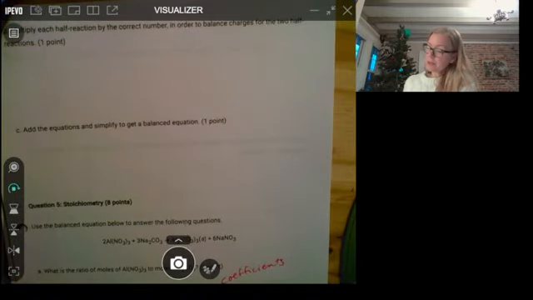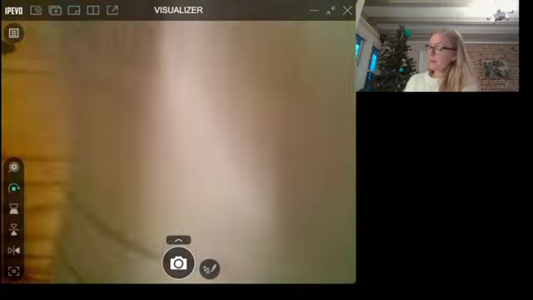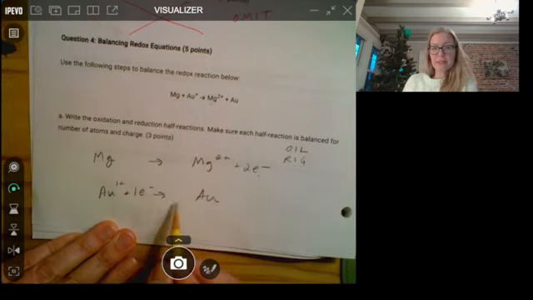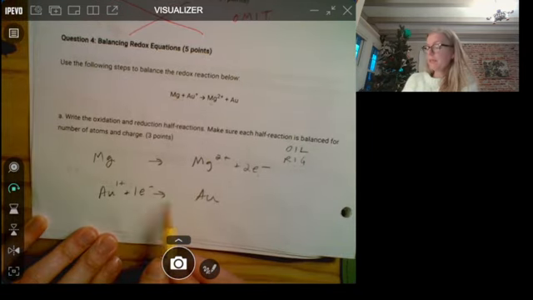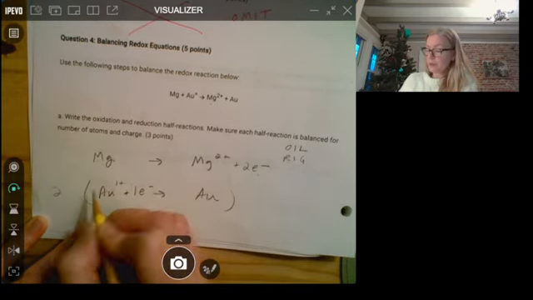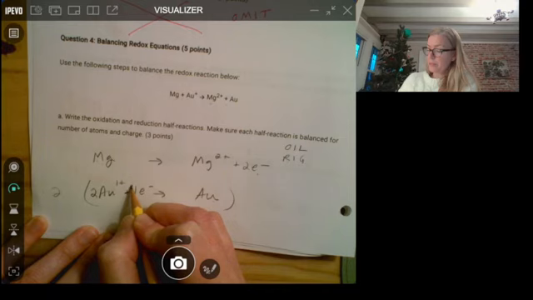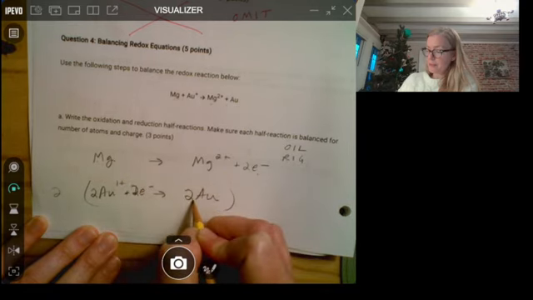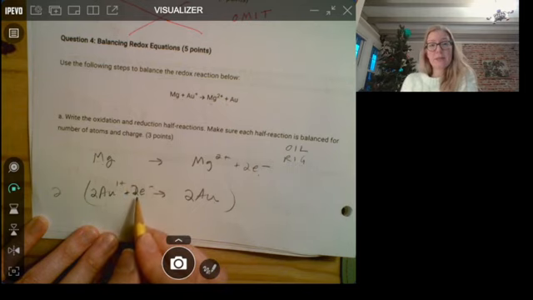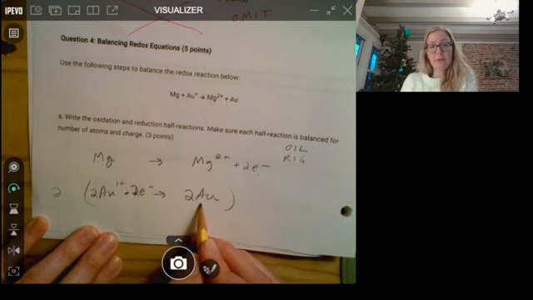Multiply each half reaction by the correct number in order to balance the charges for the two half reactions. So what you need to do is, because this lost 2 electrons, but this gained 1 electron, we need to even those out. We've got to multiply this whole thing by 2, okay? So we're going to make it 2 Au. It takes 2 electrons to make 2 Au, 1 positive ions, gains 2 electrons to make 2 Au atoms.